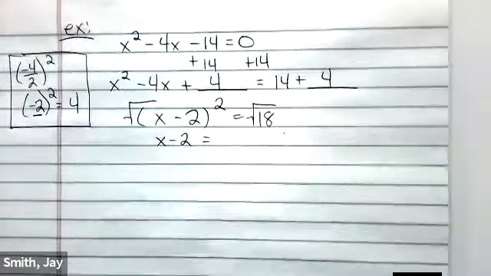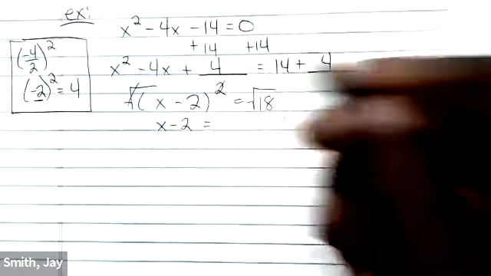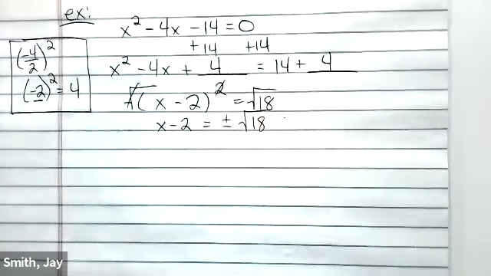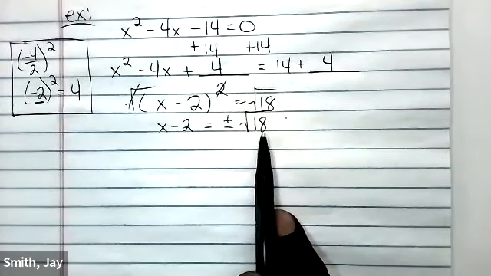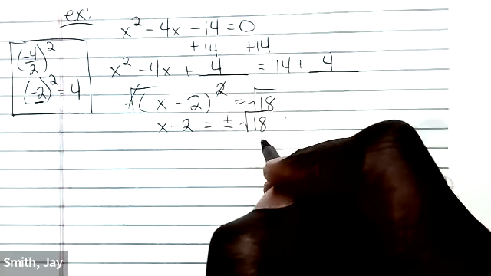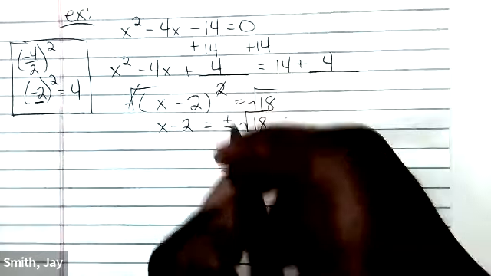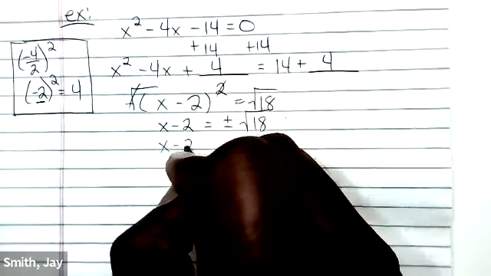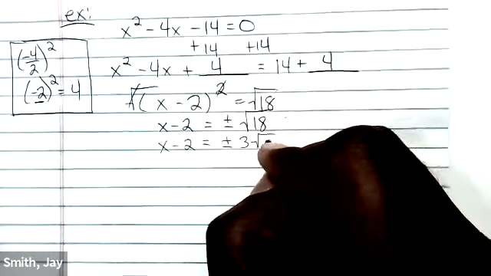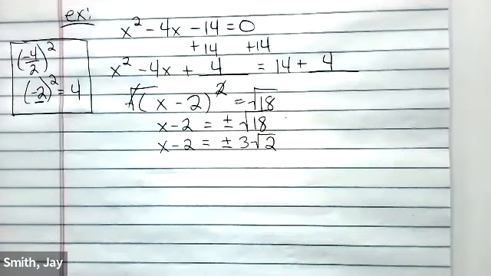That's going to leave me with x minus 2 on the left-hand side. And we have both positive and negative square root of 18. We do have a perfect square that can go into 18. It's going to be 9. So this really breaks down to 3 square roots of 2. So it's really x minus 2 is equal to both the positive and negative 3 square roots of 2.